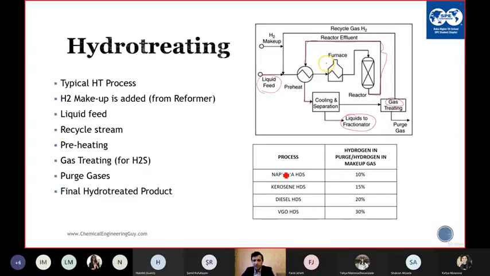So we have naphtha hydrotreating. HDS is hydrodesulfurization. Kerosene, nowadays we mostly don't use hydrotreating for kerosene. We have the diesel, we have the VGO. And what we also had in the BFD, FCC gasoline hydrotreatment.